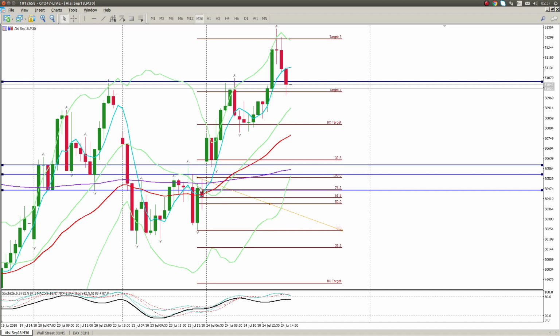So last hour of trading on Monday, and you can see what happened is we gapped up. We used 32.8 as support, which coincided with this swing high here, so this breakout retest, and then we went on to hit the first target, second target, and even the third target.